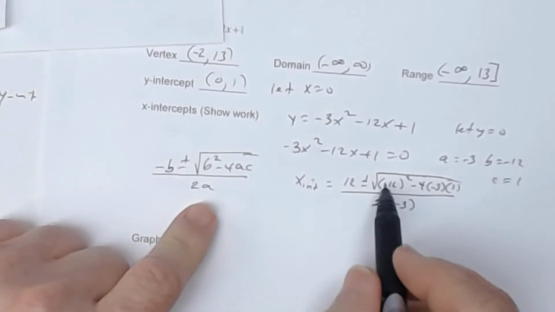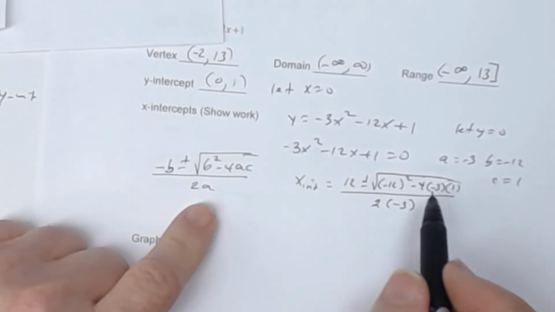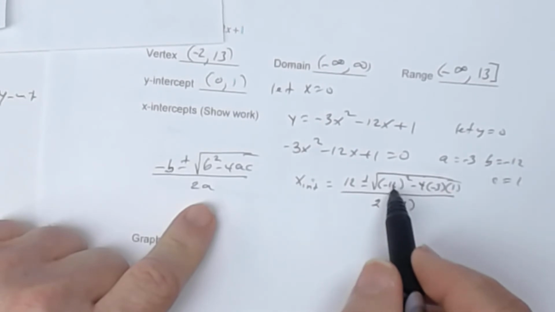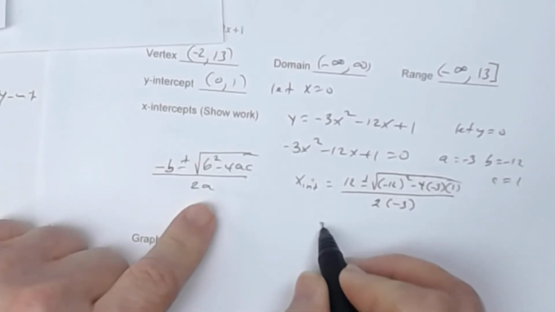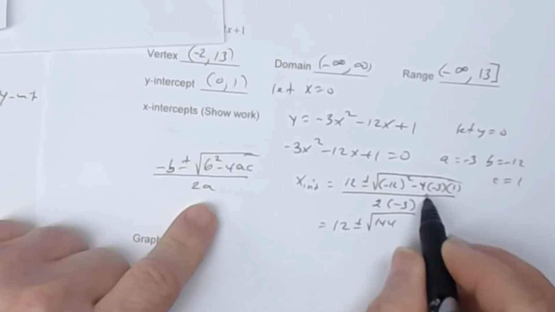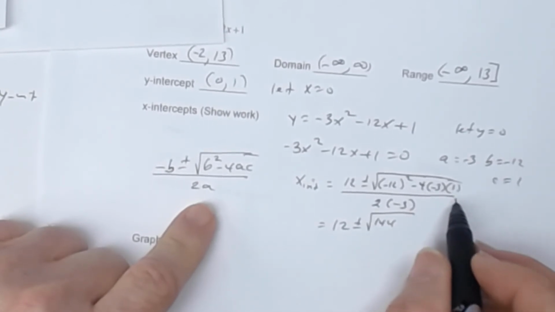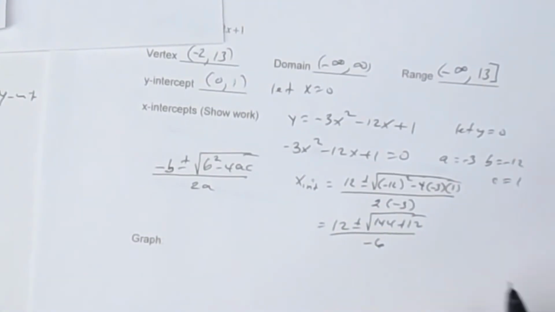Now remember, you had this idea in a previous lesson and on a previous test. The reason why I put this in parentheses is because you're squaring a -12. So -12 squared is a positive 144. So I get 12 plus or minus the square root of 144. A -4 times a -3 times a +1 is a +12, all divided by -6. That's where I'm at.